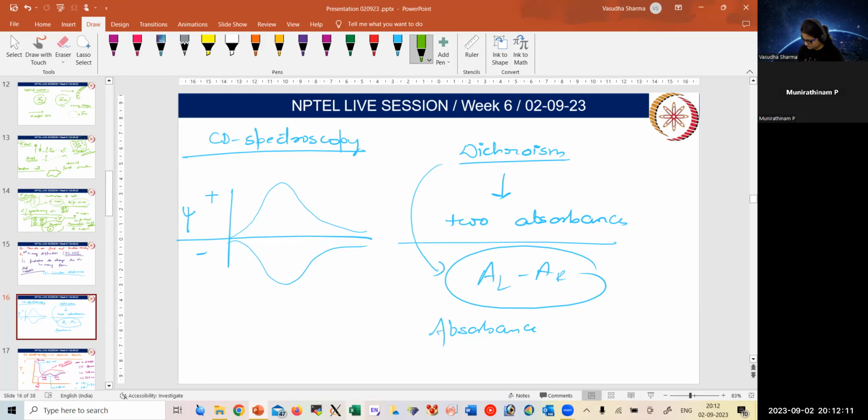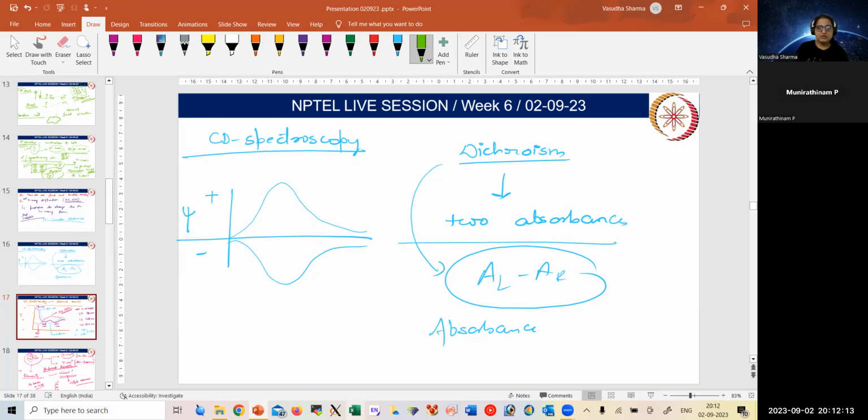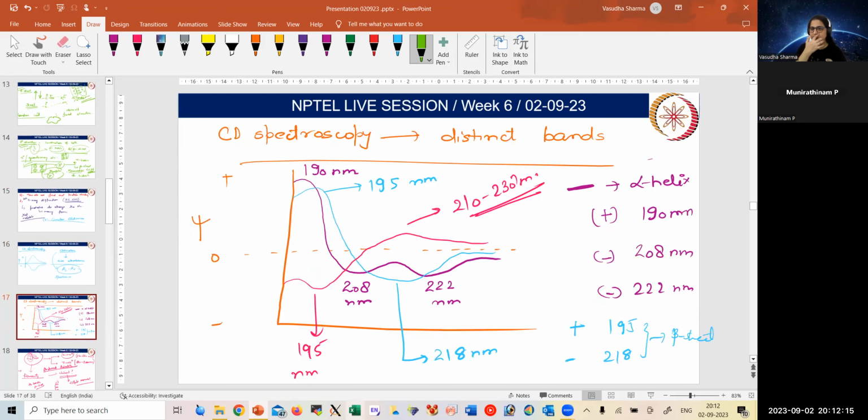No doubt, ma'am. Okay. Then we talked about this also. I think it is clear to you now. What is alpha, how it looks like, how many number of bands are there. Alpha would be having 3 bands starting from the positive, going to the negative region. Beta is having 2 bands starting from the positive to negative. And random coil starts from the negative, goes to the positive. You need to remember the values of these absorbances so that you can mark the correct option.